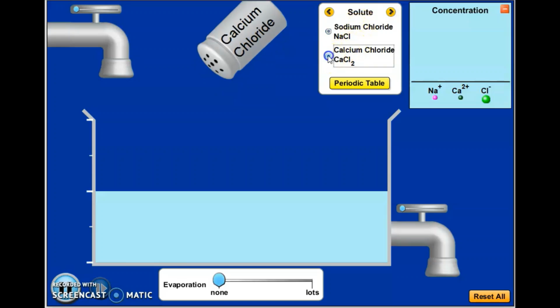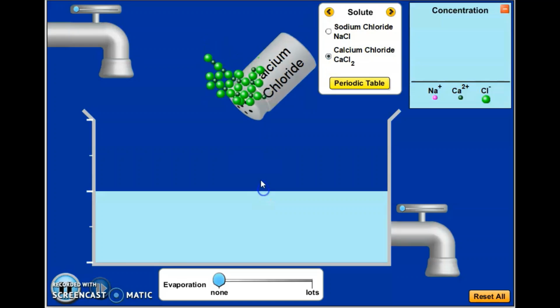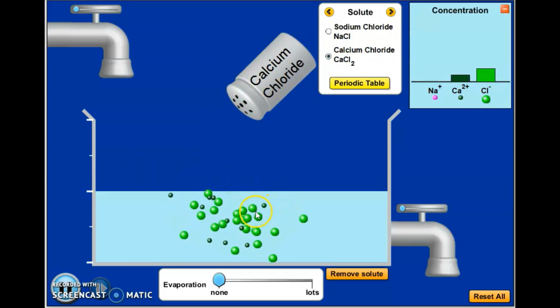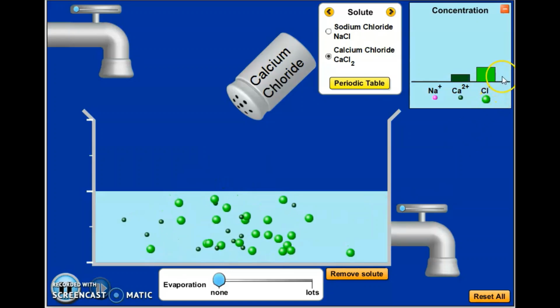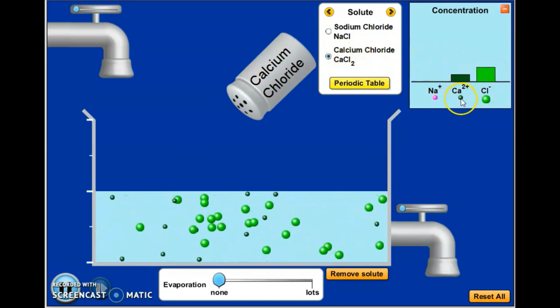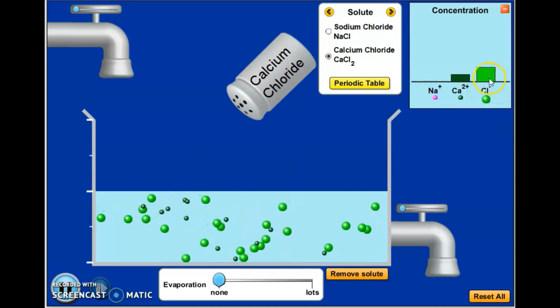So calcium chloride, I do this a little bit in AP Chem. I actually use the same simulation. Calcium chloride, if I add that to my water, calcium chloride is ionic, right? So when I put that in, the ions are going to dissociate. All ionic compounds dissociate, okay? Now look, because my formula is CaCl2, I have one calcium ion for every 2 chloride ions.